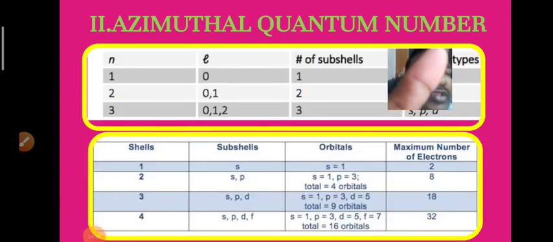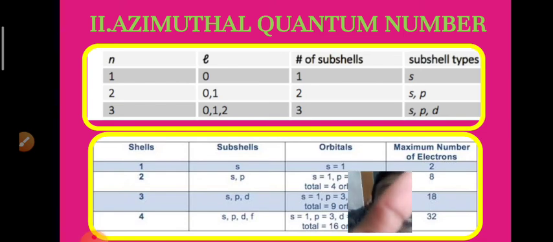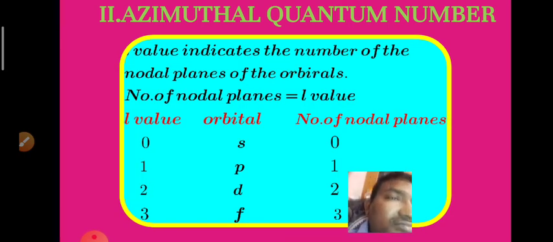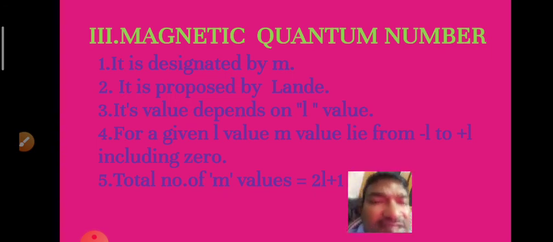Now we move on to the magnetic quantum number. This table tells the number of subshells present in the main energy levels and the relation between the L value and the number of subshells. The magnetic quantum number is designated with the symbol m. It was proposed by Landé. Its value depends on the L value. For a given L value, the m value lies from -L to +L including 0. So for a given L value, the total number of m values is 2L plus 1.